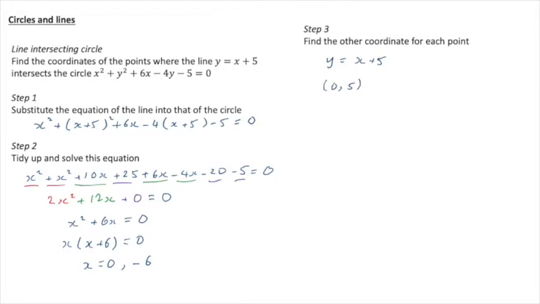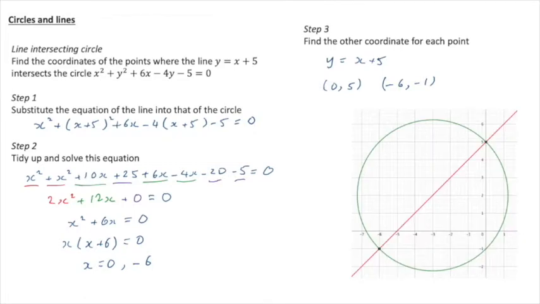If x is 0, that gives us 0, 5. And if x is minus 6, that gives us minus 6, minus 1, because minus 6 plus 5 is indeed minus 1. And we'll have a little look at a picture of that. And that is in fact a diameter as it happens on this question. But you can see that that's worked out okay.